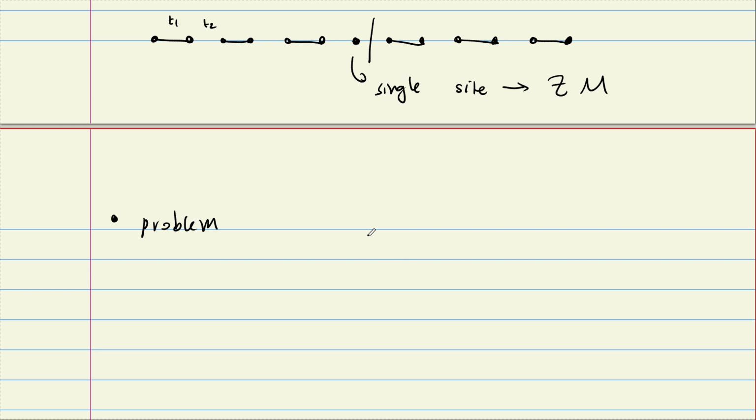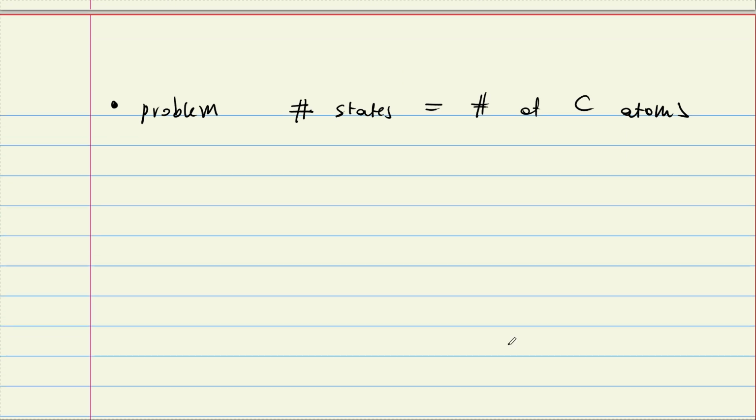you can think about 1D tight binding without dimerization or any kind of tight binding model. What we know is the number of states is equal to the number of carbon atoms, right? We know that however many sites you have, that many states. But now it seems like we have a zero mode, right?